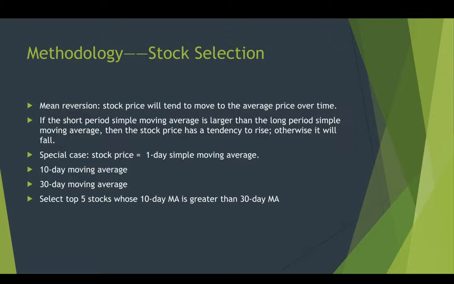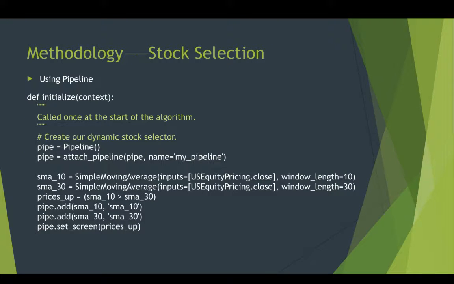This is stock selection. The method we use is that we compare a stock's first 10-day moving average with its previous 30-day moving average, and if this 10-day moving average is greater than the 30-day, then we pick this stock. This is when we actually do it. We use the pipeline function from Quantopian. This is the initialize function, and we call the pipeline function once at the start of the algorithm and create our dynamic stock selector.